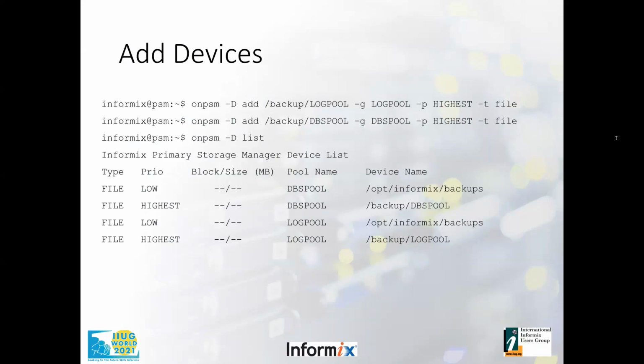And then you give it the path, -g, which is the pool it's going to, -p is the priority, and -t is the type of output. So there'll be file, stdio, or cloud. So we're going to add the log pool, the DBS pool, and then we're going to list it, and you'll see here the DBS pool, we've got 2 devices, and the log pool, we've got 2 devices.